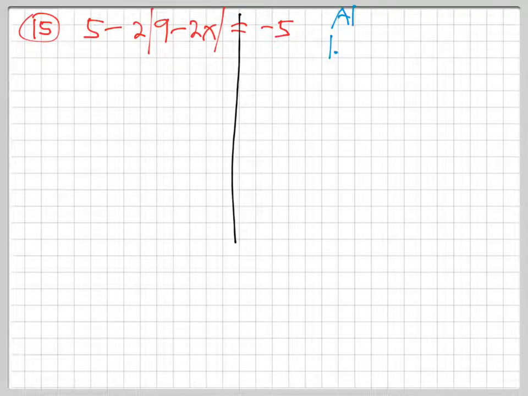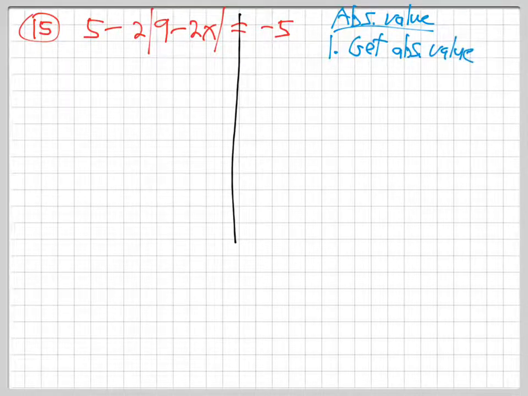Step 1. Absolute value, how do you solve it? Step 1, get the absolute value alone. This is absolute value equations, absolute value with an equal sign. Get the absolute value alone. So I got to get it alone.